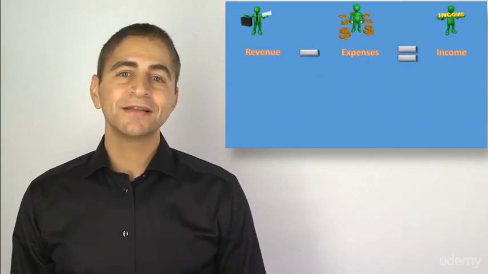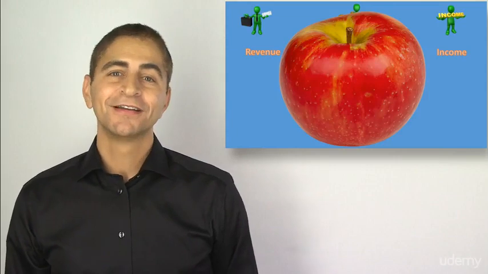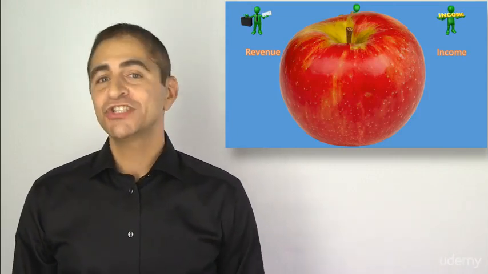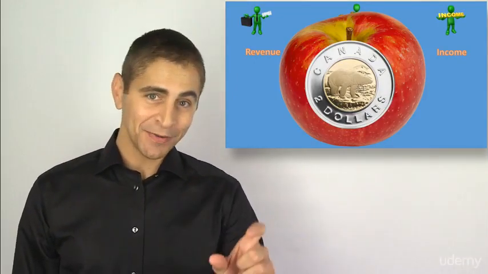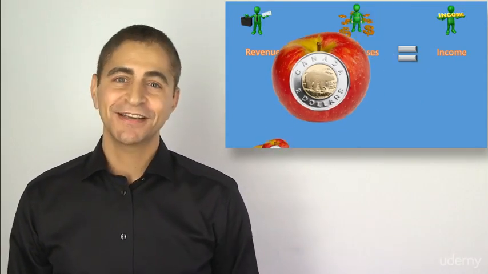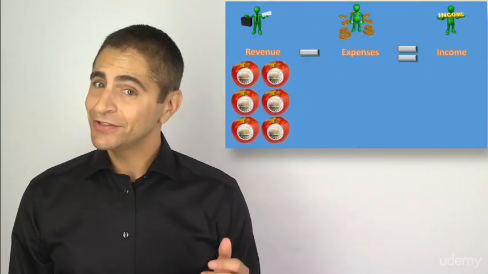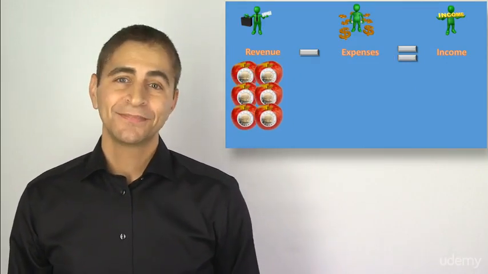So let's drill down a little further, okay? And we're going to talk about an example here. You have a company and you sell apples, okay? And you sell them for $2 each. And that's a Canadian $2 coin. It's a polar bear. Pretty cool, eh? Okay, so you sell an apple for $2 each, okay? And you sold 6 apples, okay? So that's $12 in revenue.